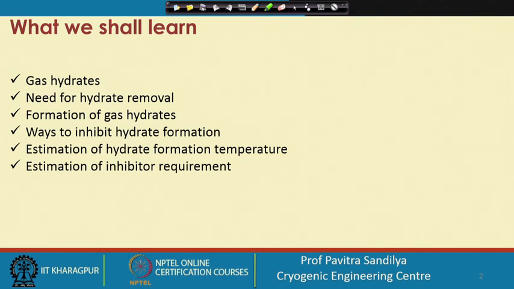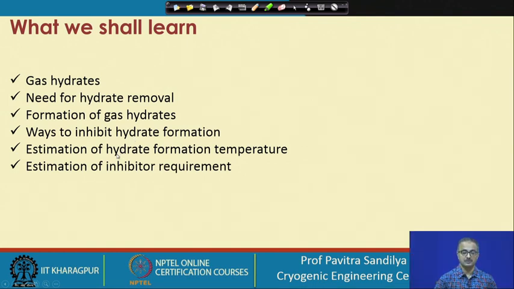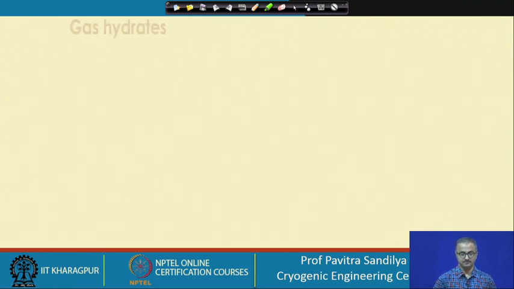Now here we see the various ways in which gas hydrates inhibit the natural gas processing and why they have to be removed. So in this lecture we shall be learning more about the gas hydrates, the need for their removal, how these gas hydrates are formed, and the different ways of inhibiting the formation of these hydrates. Then we shall look into some of the estimation methods to find out the formation temperature of the hydrate and the amount of inhibitor required to inhibit their formation.